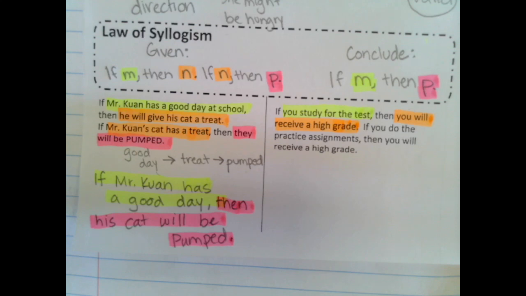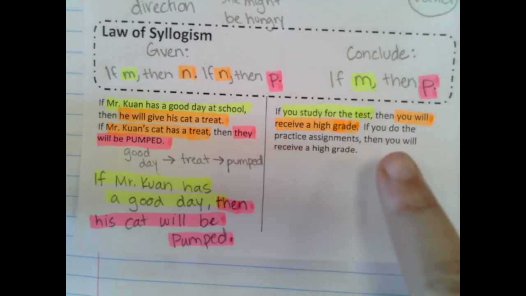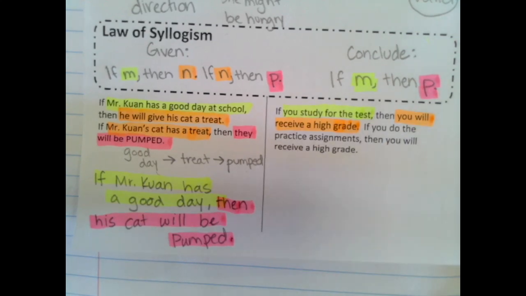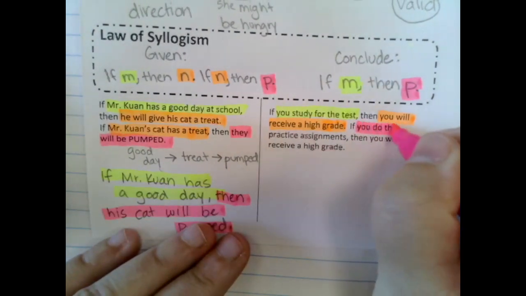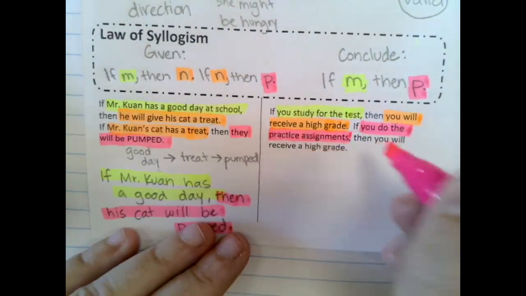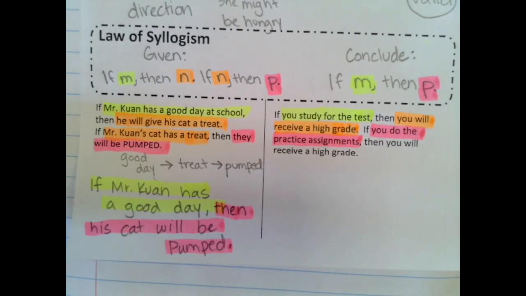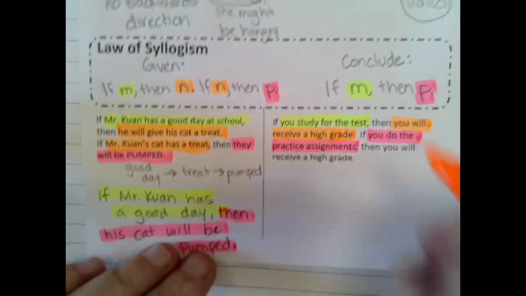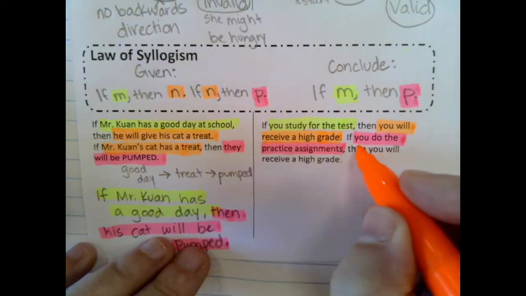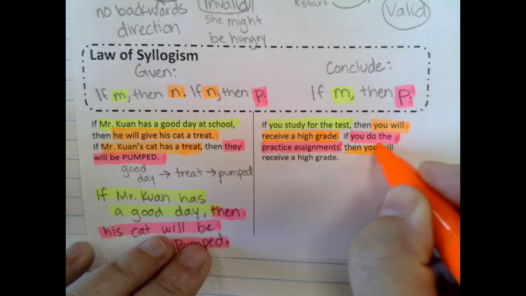In our next sentence, it starts with, if you do the practice assignments. So is that a color that we've done yet? You do the practice assignments. We haven't said anything about that in the last sentence, so that has to be a different color. Then you receive a high grade. That one we did. That was the same conclusion as before, so we can use the same color that we used in the second half.